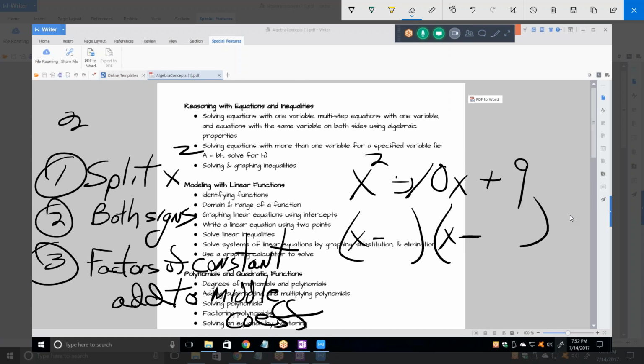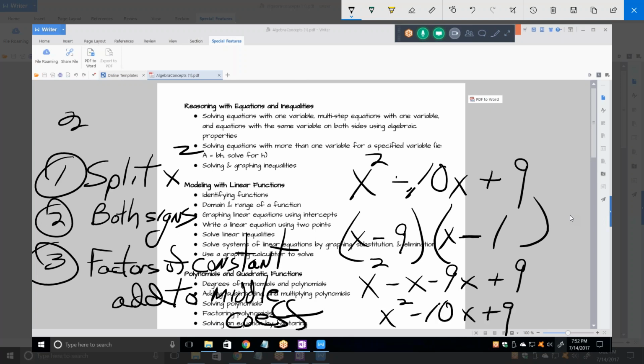Okay? Now, the rest of it is still the same. In other words, factors of the constant that add to the middle coefficient, it's still 9 and 1. And that works. That's going to produce x squared minus x minus 9x plus 9, which is x squared minus 10x plus 9. Okay, you with me? Yep.